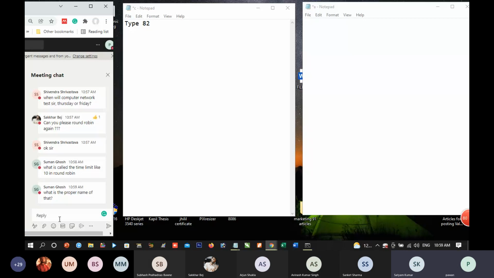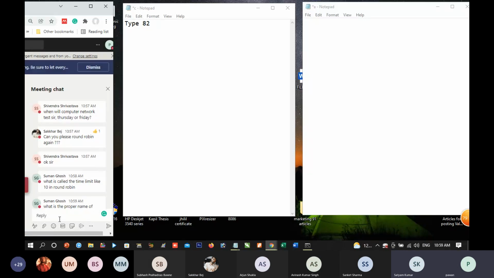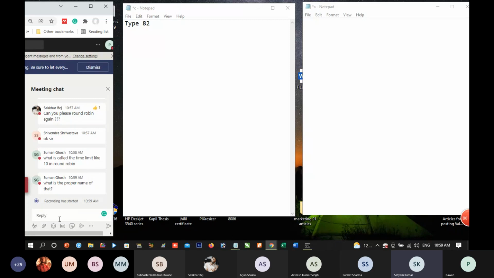The proper name of that is multi-level feedback queue. Yes, multi-level feedback queue. And there are different types of round robins. Is it correct? Yes.